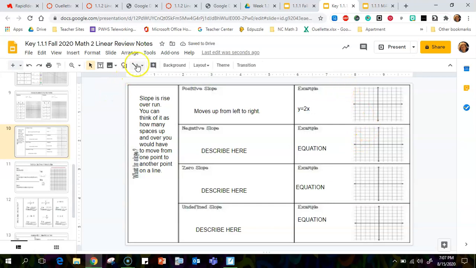And then let's get our line tool again. A positive slope. So as I move left to right, I need that line to be moving in the upward direction. So that's what a positive slope would look like.